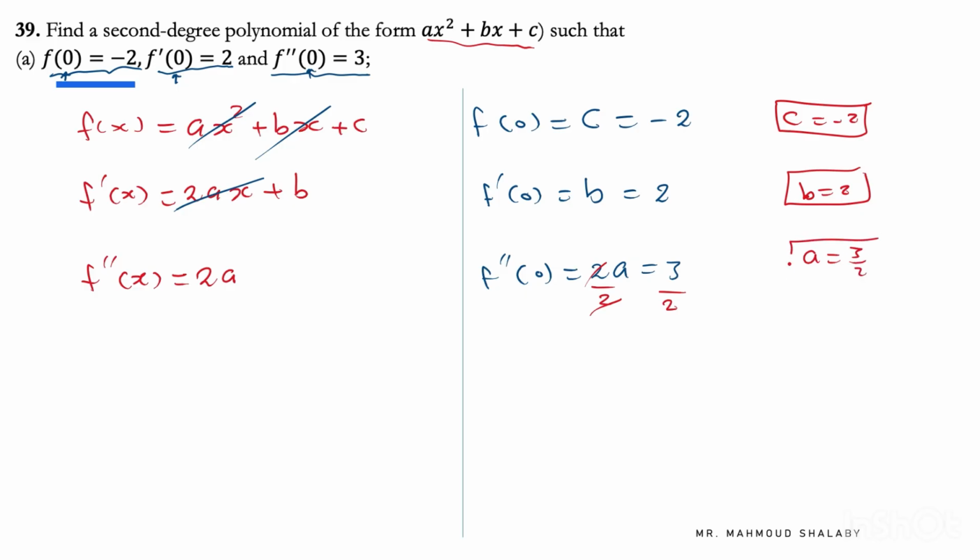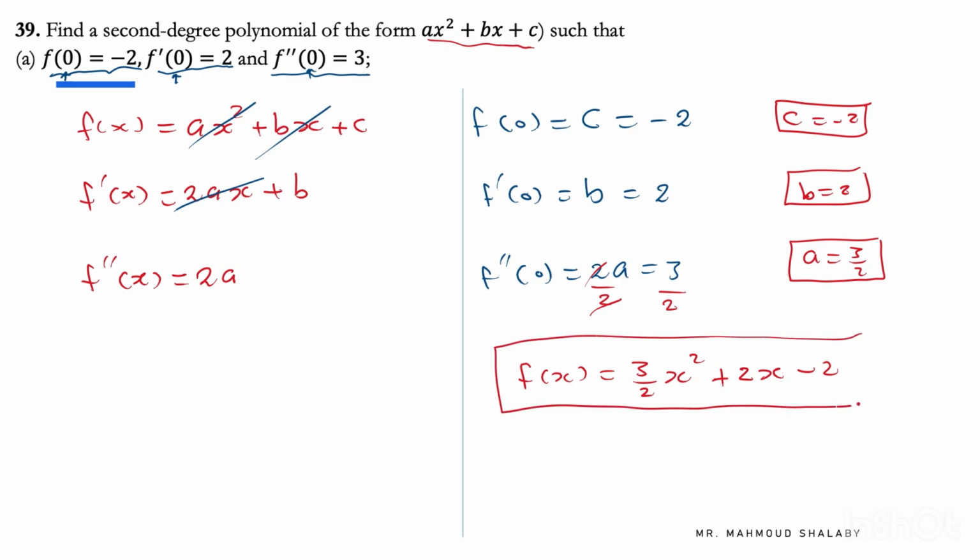Now in this case I have a, b, and c. I will rewrite the polynomial expression like this. So f(x) = a, which is 3/2, x^2, plus bx, which will be plus 2x, plus c, which means negative 2, and that's it. Here is the solution. Right? Easy.